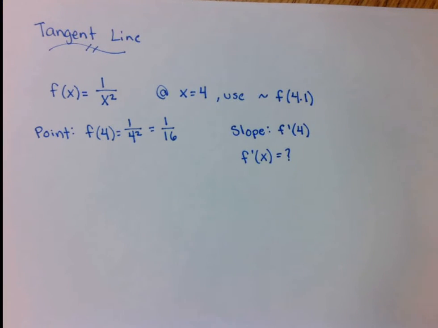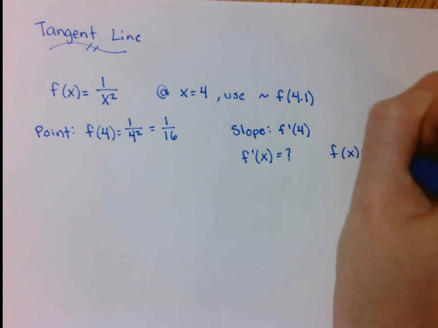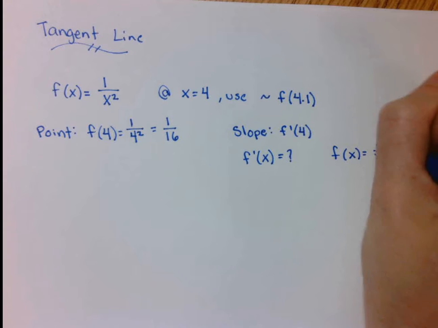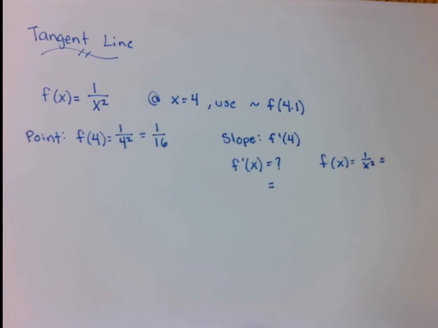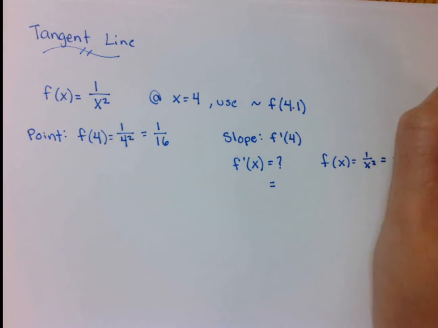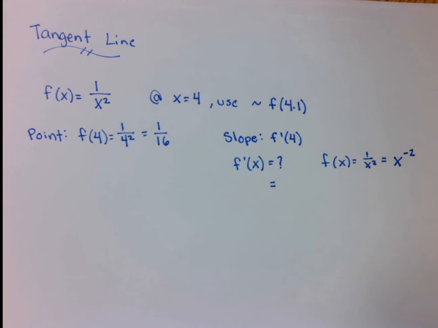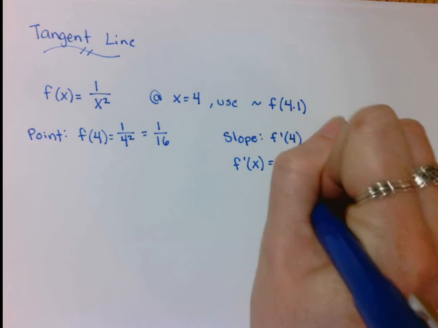So take a second, we have that 1 over x squared for f of x. You need to rewrite it and then use power rule to find your f prime of x. So what do I rewrite this as? x to the negative 2. Then f prime of x, my power is going to go down into the front, and it's going to be negative 2x to the what?